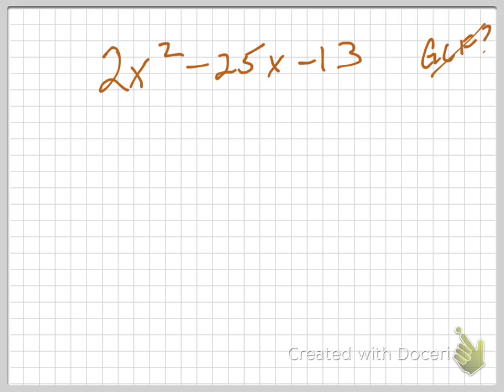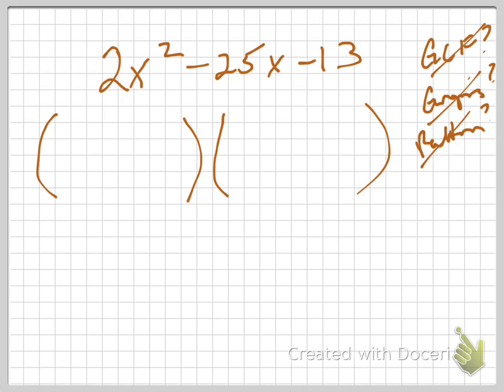So let's take a look at another example. This time we've got 2x squared minus 25x minus 13. Now this one, when I go through all my things of factoring, does it have a GCF? No. Can I do grouping? No. Is there a pattern, a special pattern that I see? No. None of that.